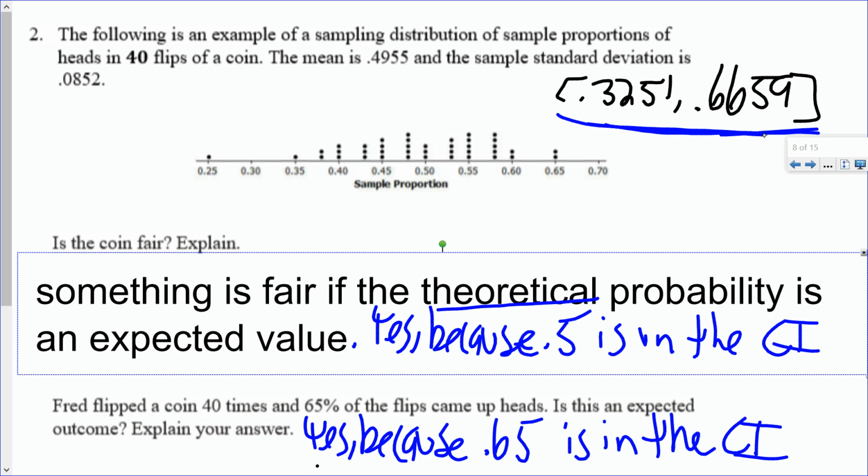And finally, if it asks whether something is an expected outcome, we look to see if it's inside the confidence interval. Even though it's close to being out, it doesn't matter. It's either in or it's out. If it's in, it's expected. If it's not in, then it's not.